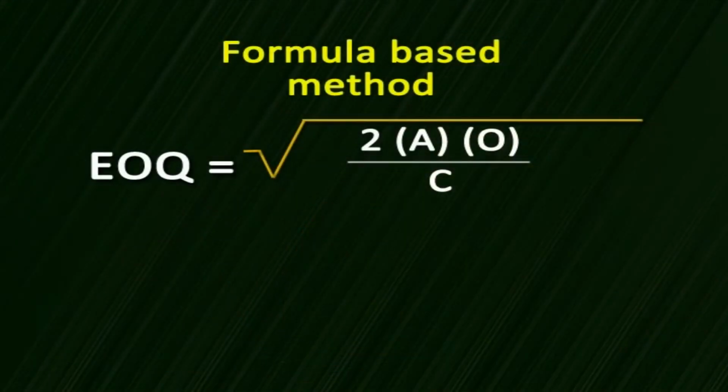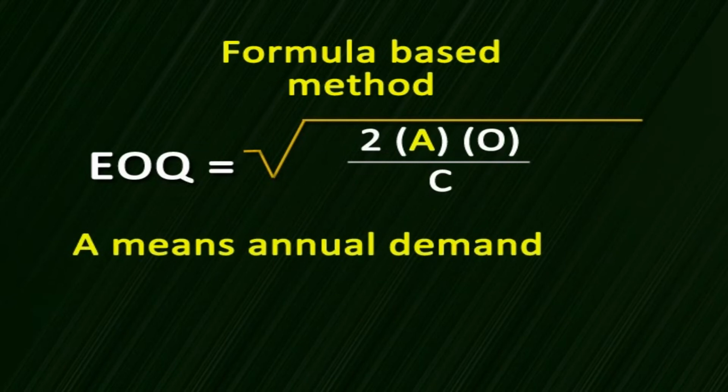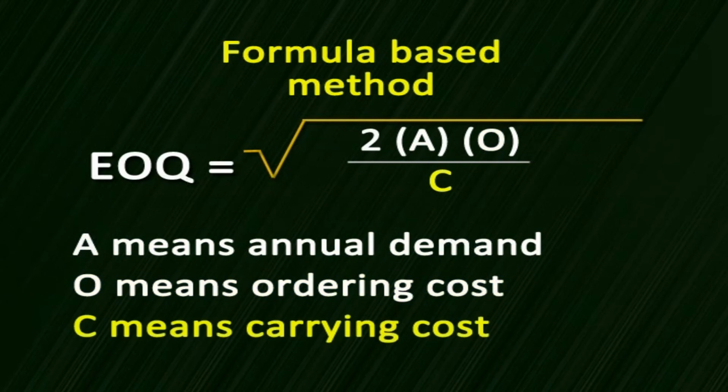This method is being used for solving the questions, and it is a very important production scheduling model. Let's learn the computation of this method. Under this method, there is a formula given, which is under root 2 into A into O divided by C. Now here, what do A, O and C mean? A means annual demand, O means ordering cost, and C means carrying cost.